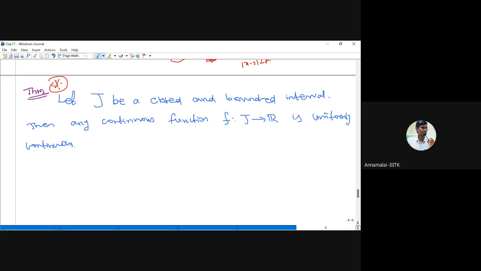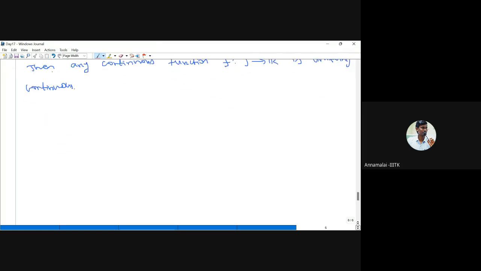Maybe we have some more theorems. There are a lot of theorems to check whether a function is uniformly continuous or not. But one important consequence, the characterization theorem using sequences, is also very important.